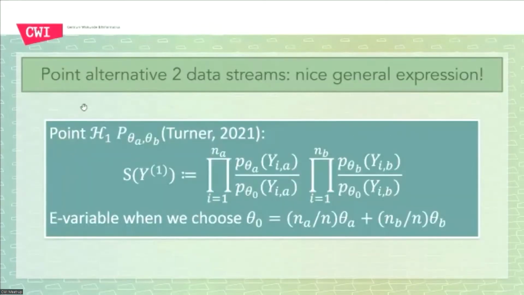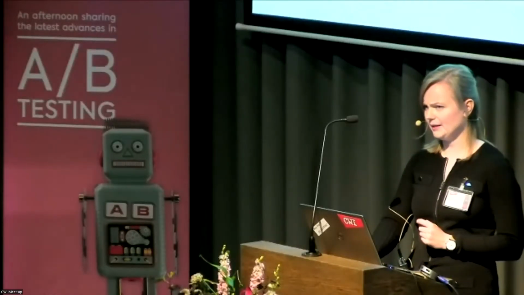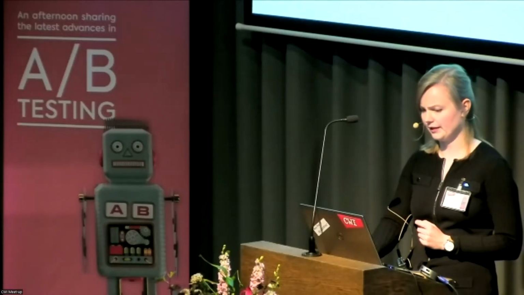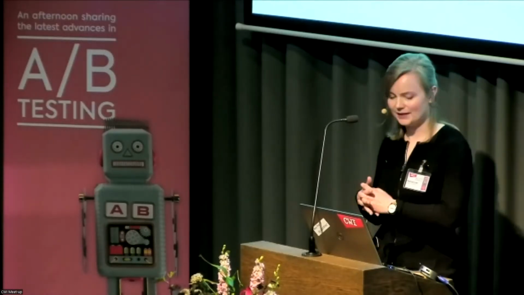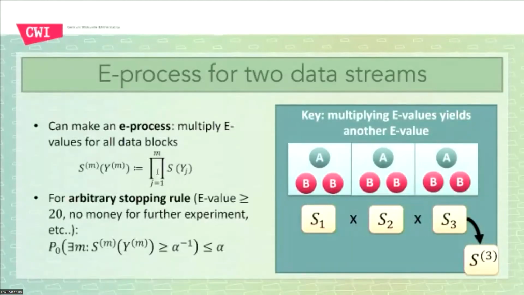But this is just for the analysis of 1 block of data, as you can see here. And now comes really the key point of doing an analysis with E variables. We can very easily convert them to an E process. A very nice property of E values is that multiplying them yields another E value. This is really some kind of magic. When we collect 3 data blocks, we can simply multiply the E value of each data block, and then we have a total E value that we can use to do a hypothesis test.